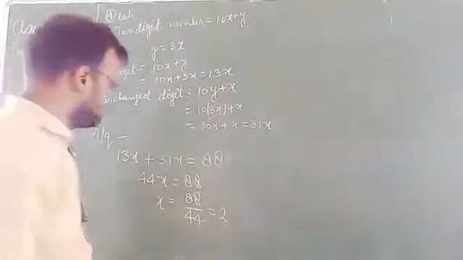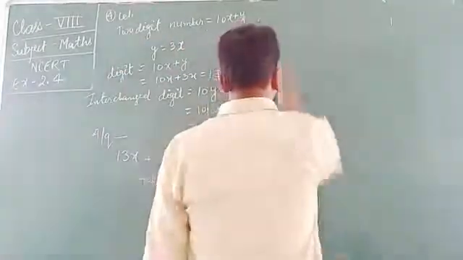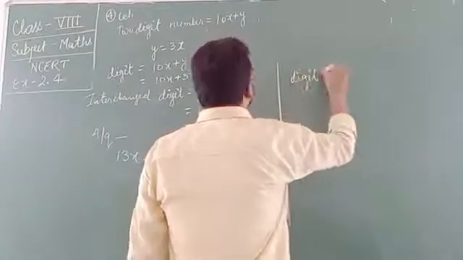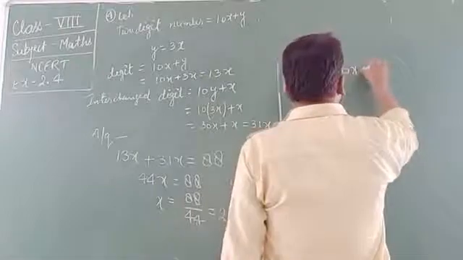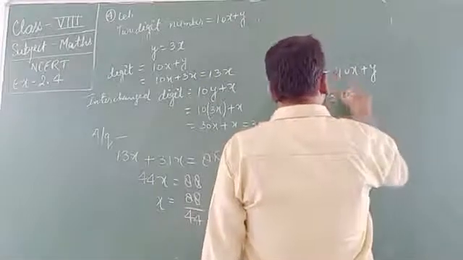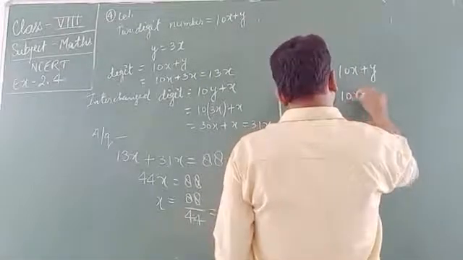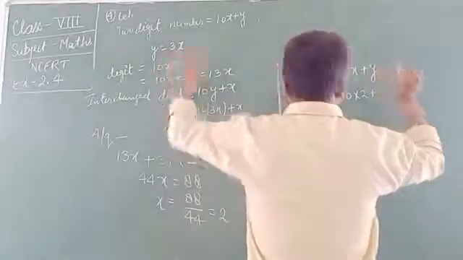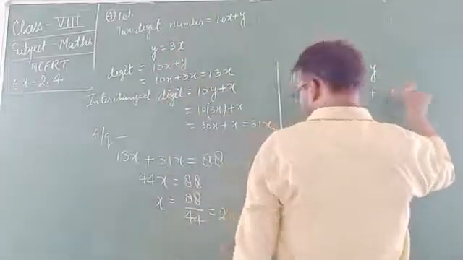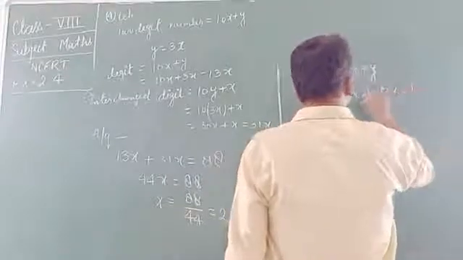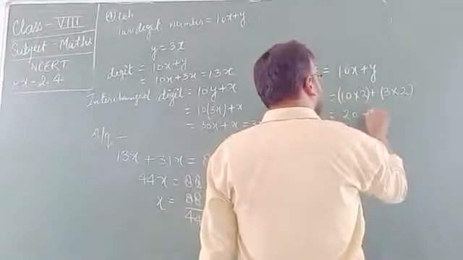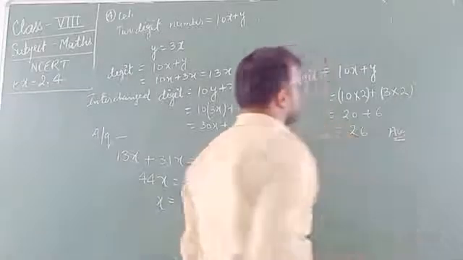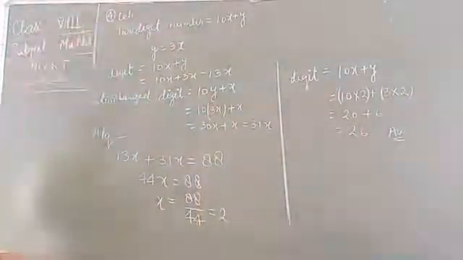Okay, so our number is 10x plus y. The value of x equals 2, and y is 3x, that is 3 into the x value 2, which is 6. So 10 times 2 is 20 and 6, that is 26. This is our answer to question number 4.